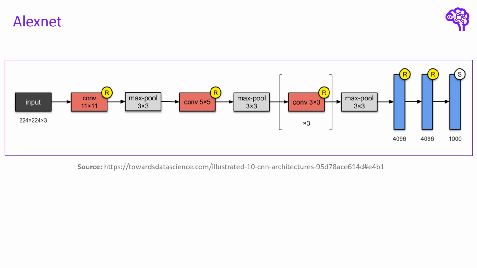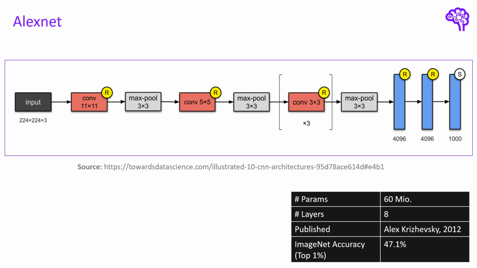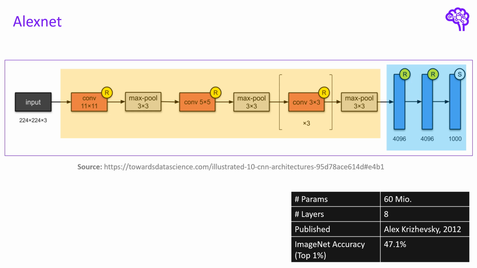It consists of 8 layers, 5 of them are convolutional layers. In total it has 60 million parameters and achieved a 47.1 accuracy on the ImageNet dataset. So overall not many new things here. We can see that the feature extraction part is a mix of convolution and pooling layers, as well as a couple of fully connected layers, similar to what we did in our baseline model. AlexNet uses the ReLU activation function and overlapping pooling. Furthermore, the first 2 fully connected layers use dropouts.